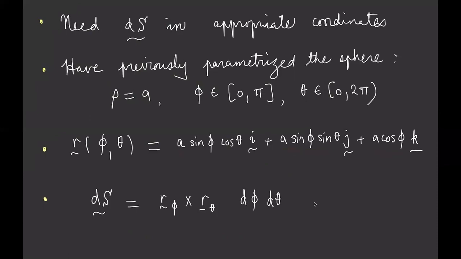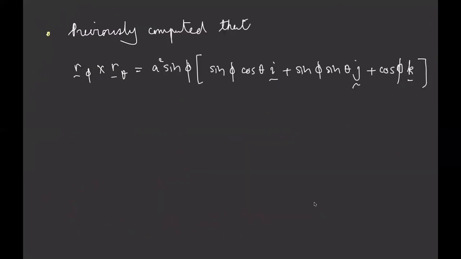So here's our parameterization. And why do we do this parameterization? Because that helps us figure out what this vector surface element is. And how do we figure this out? Well, we have to take the cross product between these two partial derivatives. These are the two parameters, and then we have the differential elements corresponding to the two parameters, right? So that's what we have.